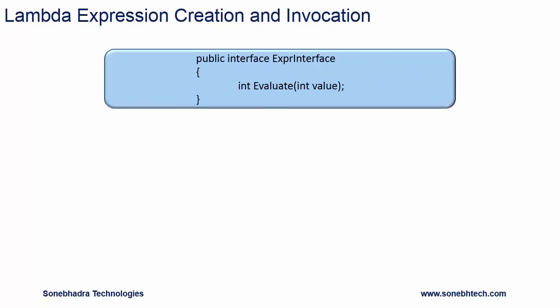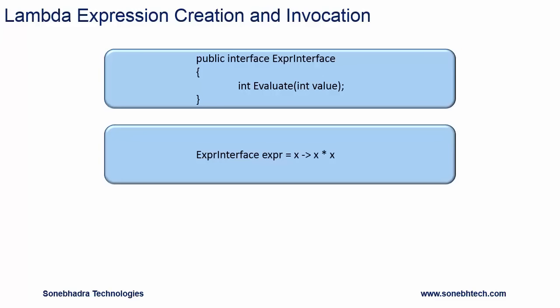Here are the steps. Step 1. Declare the interface with one abstract method. So here we have interface ExprInterface. It has one abstract method evaluate with one parameter of type int and the return type is int.